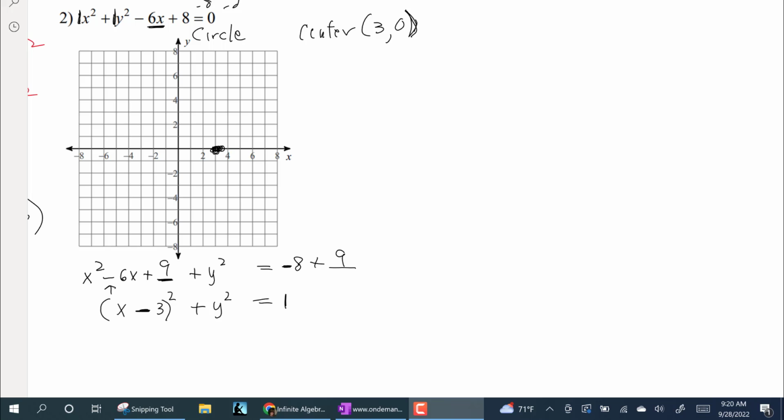Okay, and then remember, this right here is r squared, but the square root of 1 is 1. So we're going to go over the radius of 1. I made the center dot really too big, so let me do this. So we're going to go over, up, over, down 1, and then just sketch your radius of 1 circle. All right, that's it for these two. I'll do another video for the next two.